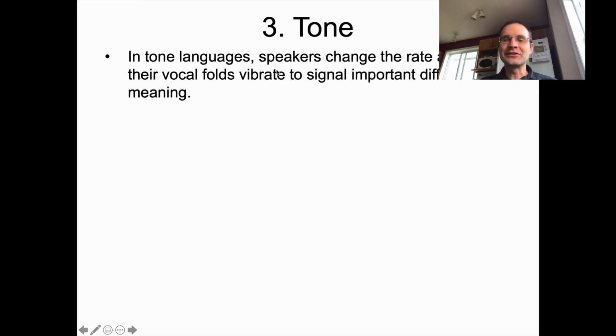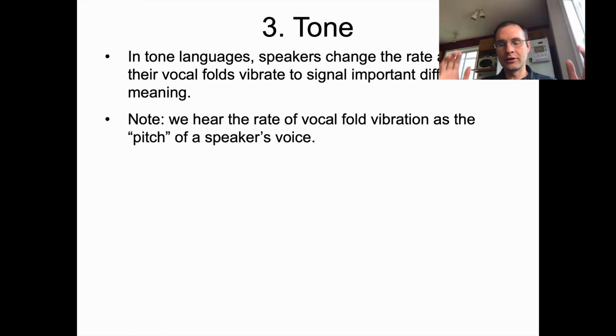The interesting part of this is that speakers of a language can change the rate at which the vocal folds vibrate to signal meaningful differences between words or particular parts of an utterance. So we hear the rate of vocal fold vibration as the pitch of a speaker's voice. I guess I can mention here that in general, because of physiological reasons, the vocal folds of female speakers will vibrate at a higher rate than the vocal folds of male speakers. So we tend to hear women as having a higher voice than men. This is one of the reasons why.